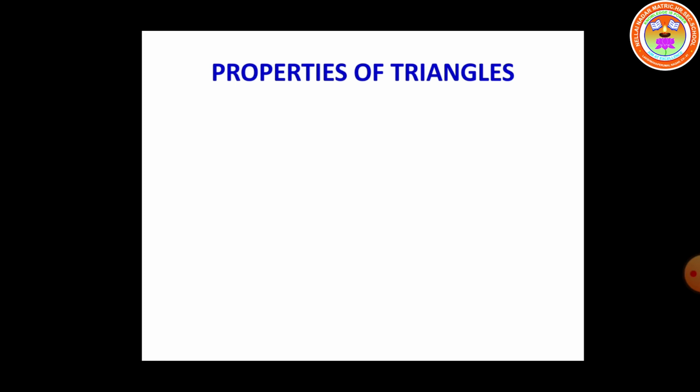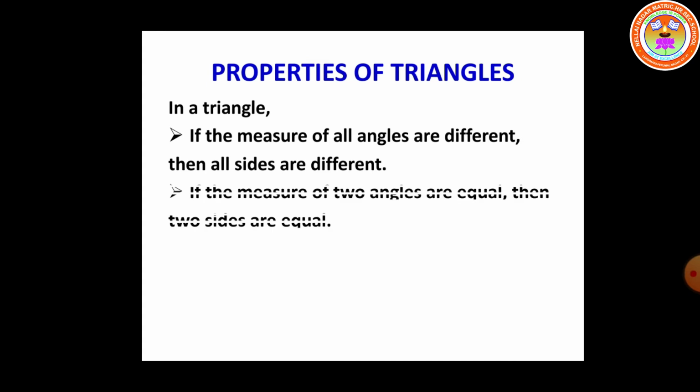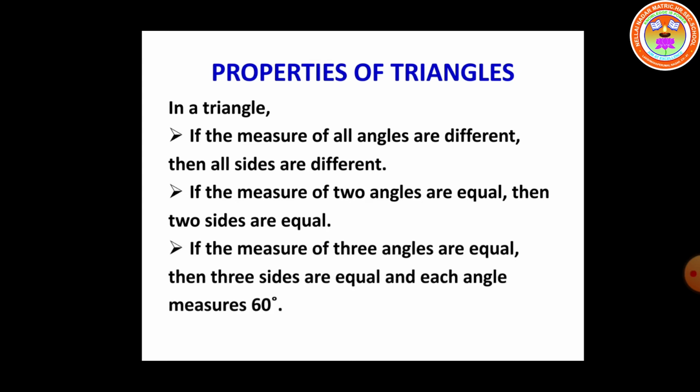Next one, properties of triangles. First one, in a triangle, if the measure of all angles are different, then all sides are also different. Next, if the measure of two angles are equal, then the two sides also equal. If the measure of three angles are equal, then three sides are also equal and each angle measures 60 degree. This property is very important. Angle sum property. Sum of three angles of a triangle is 180 degree.